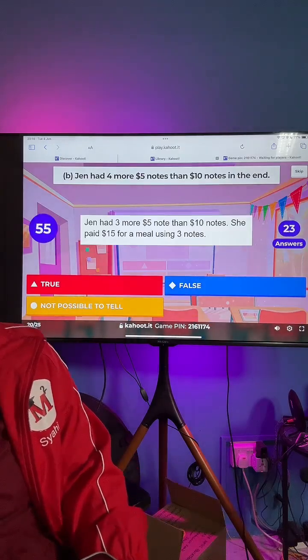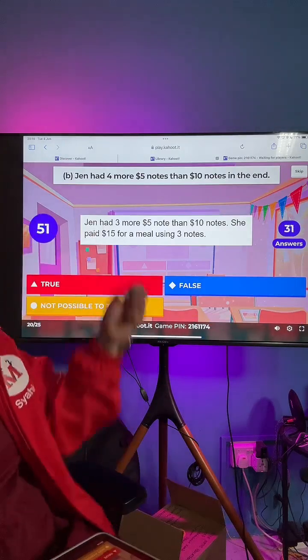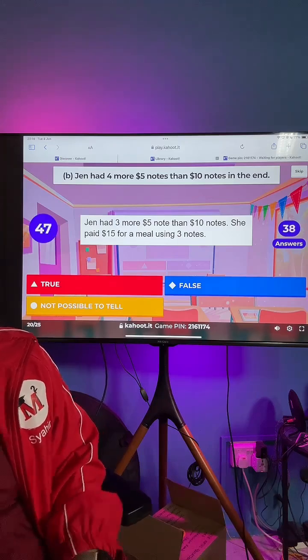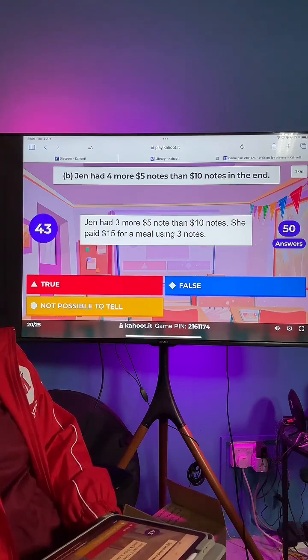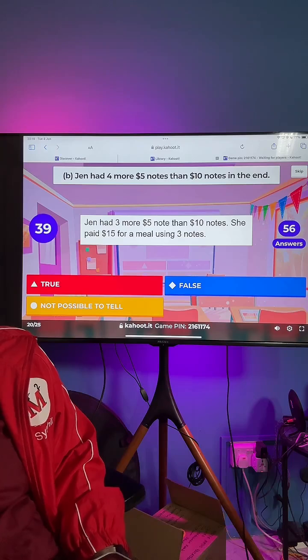I will explain in a second, okay? I'll explain everything together in one whole shot. Okay, correct or wrong or don't know for this one? True, false, not possible to tell. Which one is it?